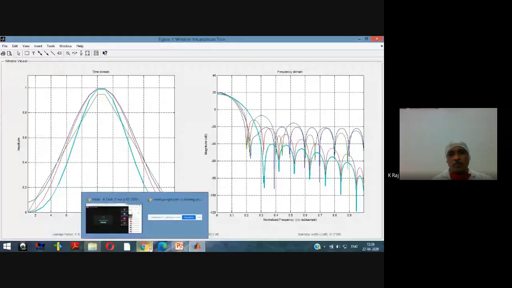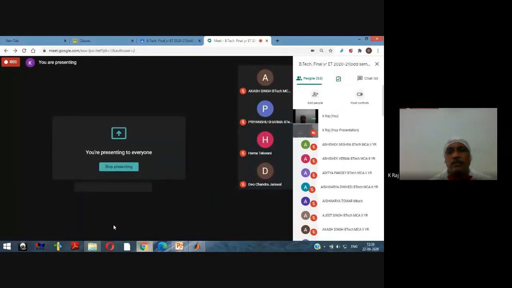Okay, so one question is from my side. Please respond. Why is the windowing required? Who will respond? Why is the windowing required? Or what is the role of the window function?